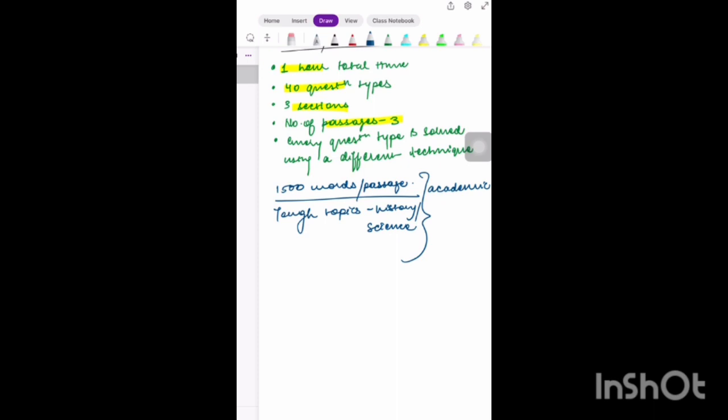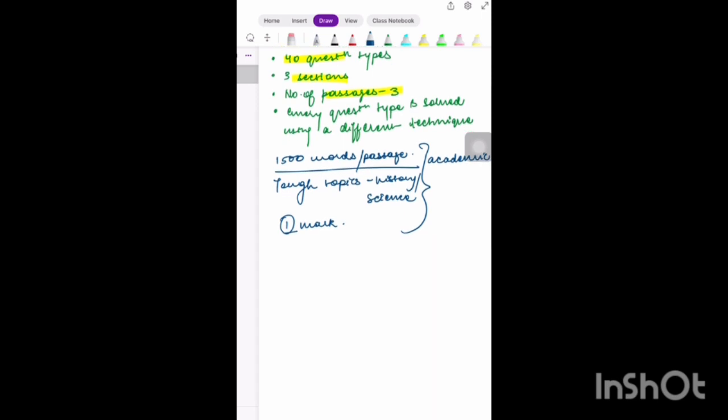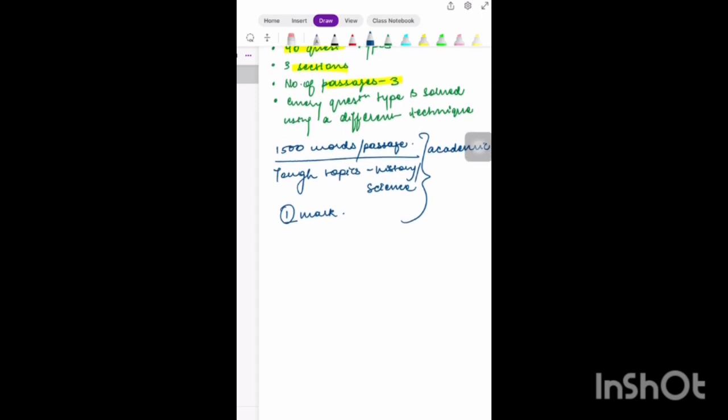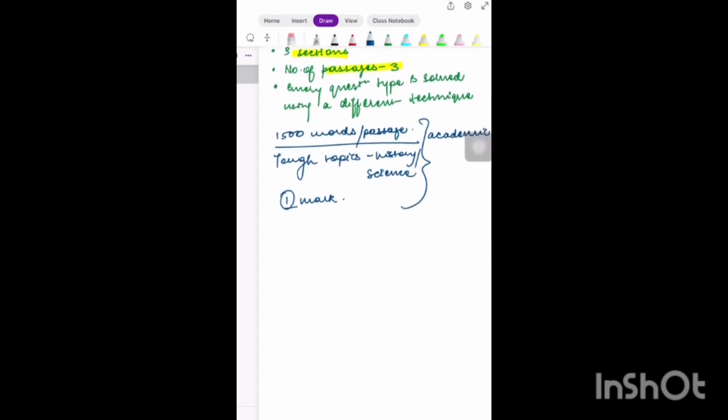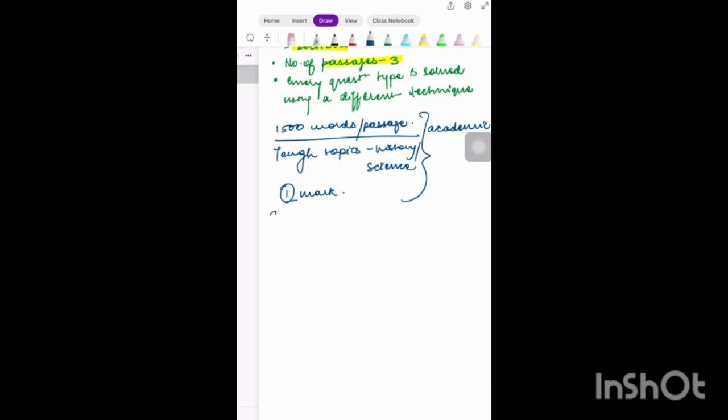So, each correct answer gives you 1 mark. Scores out of 40 are converted into the IELTS band 9 scale. Scores are reported in whole and half bands, and there is no negative marking. So what I was saying, look, let me show an example. This is general, this is academic.